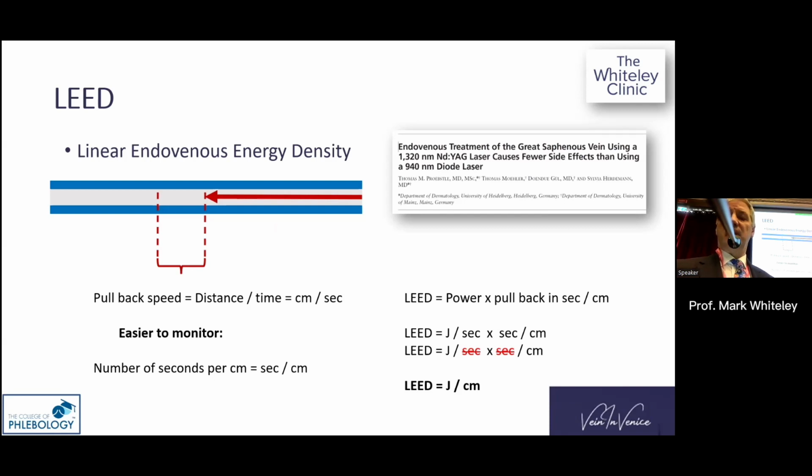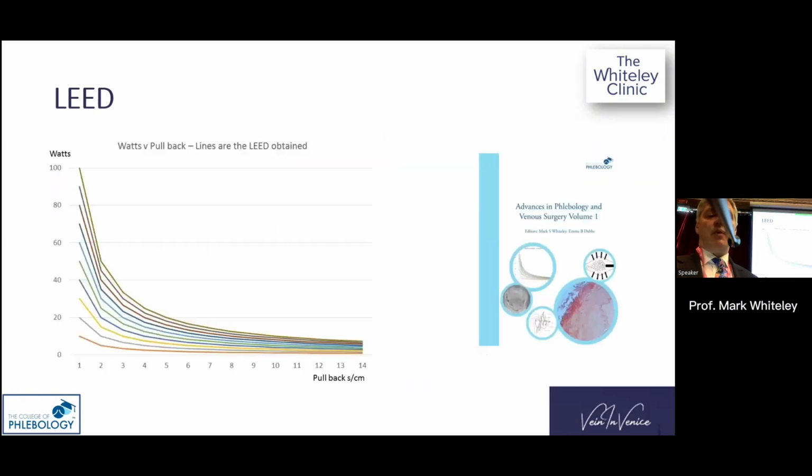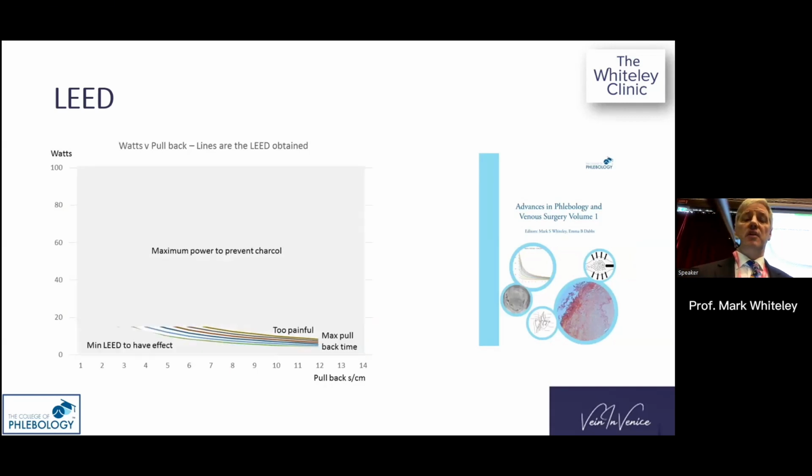The problem is that because you use the power, which is joules per second, as watts, and then you use the pullback as seconds per centimeter, you end up with joules per centimeter and no time. And this leads us to a problem with LEED, and that is each one of those lines is one LEED. So if you look at the top line, for instance, say you wanted 100 LEED, you could use 100 watts for 1 second per centimeter, or you could use 1 watt for 100 seconds per centimeter, and they both are the same LEED, but the biological effects are totally different.